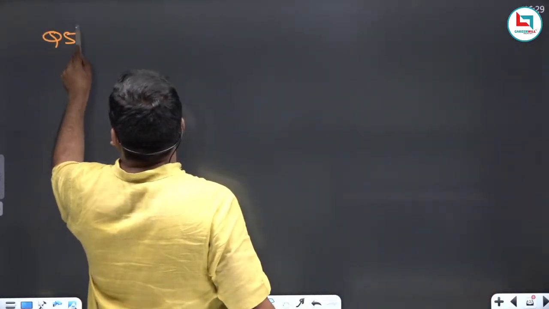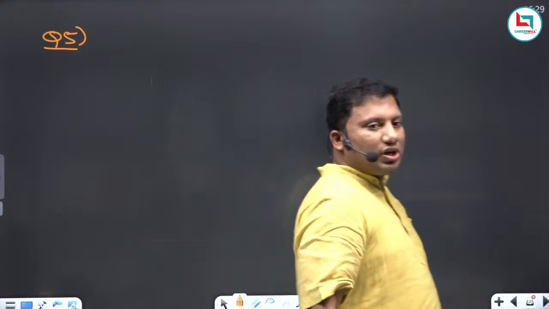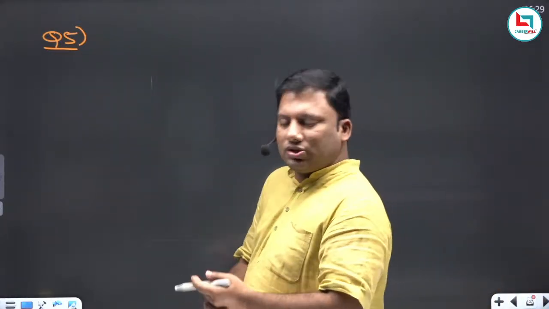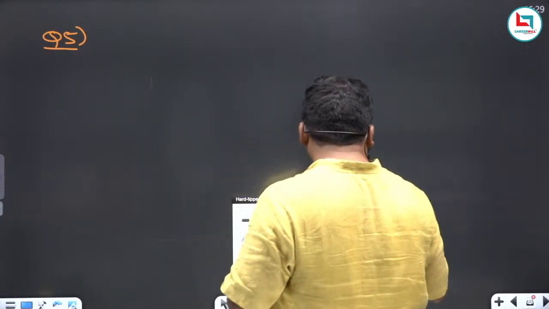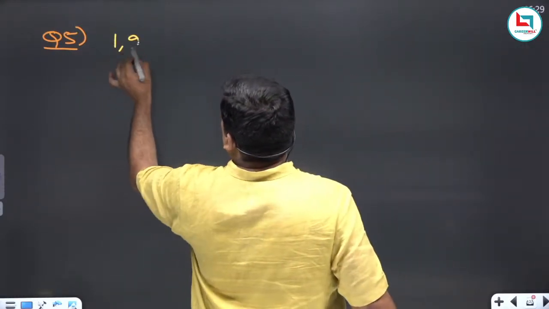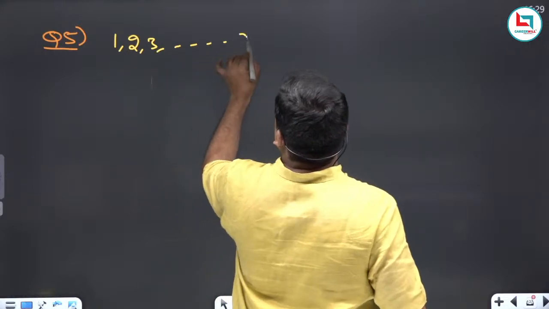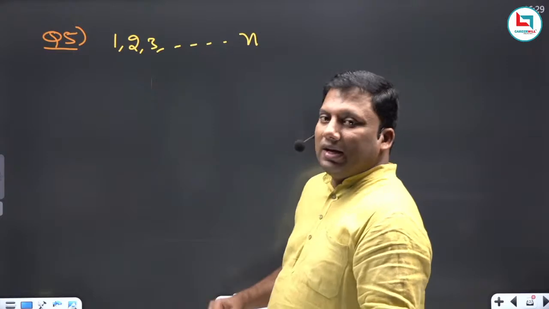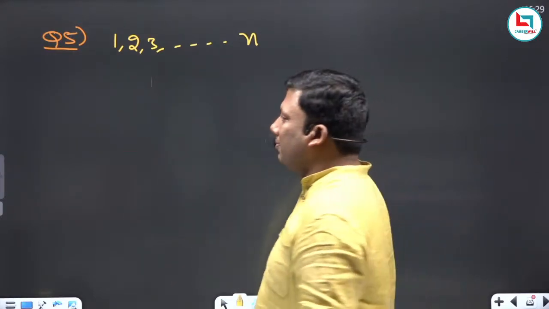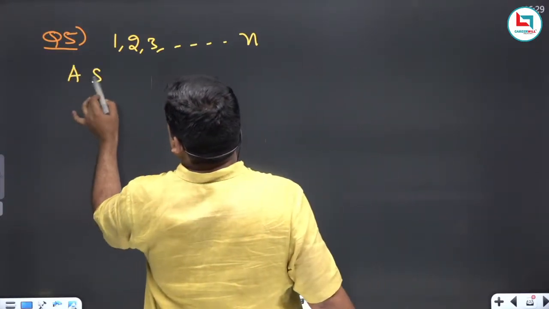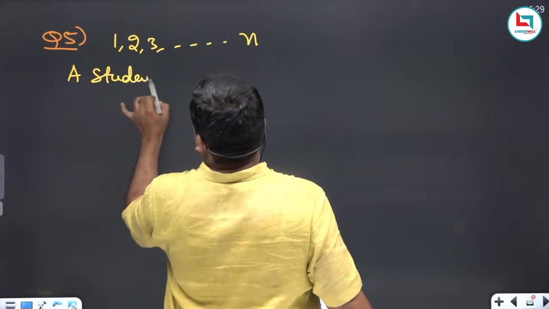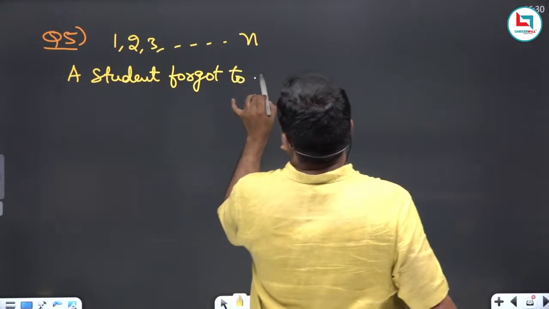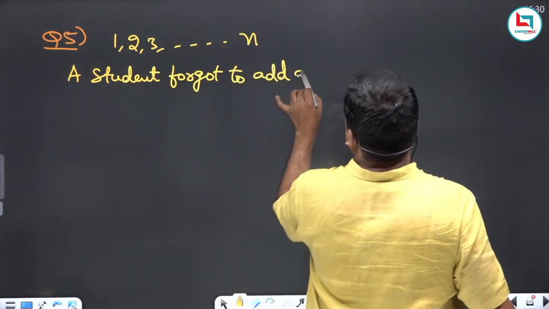Question number 5. One more question. Slowly, we will increase the level of difficulty. There are n consecutive natural numbers on a board, 1, 2, 3 and so on up to n. A teacher asked a student to add the numbers. A student forgot to add a number.